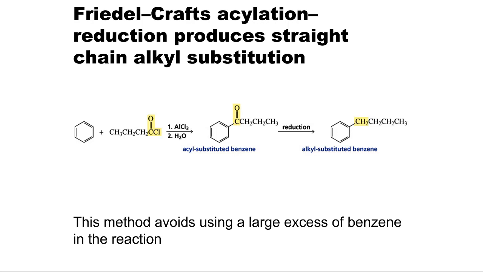So what you end up doing is the acylation reaction, adding this acyl group, and then you do a reduction reaction. I'm going to show you a couple of different examples of that. There are a number of ways in which we can handle that and reduce it down to an alkyl substituent.